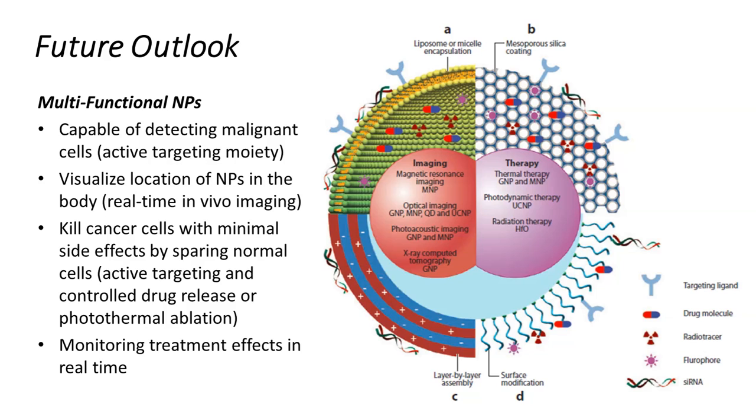Future outlook, well, there are multifunctional NPs. That seems to be the future outlook. These are capable of detecting malignant cells through active targeting moieties. These can be used to visualize location of the nanoparticles in the body using real-time in vivo imaging. You can kill cancer cells with minimal side effects by sparing normal cells, of course, just like the treatments we've been talking about. And again, they can monitor the treatment effects in real time, which is extremely beneficial. The patient and essentially the doctor that's also treating the patient.